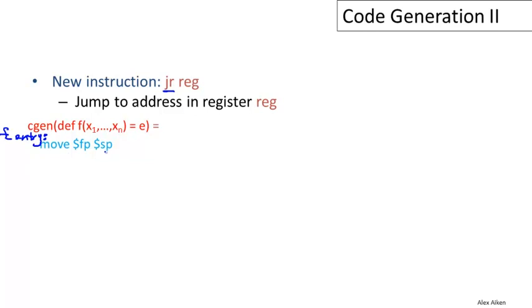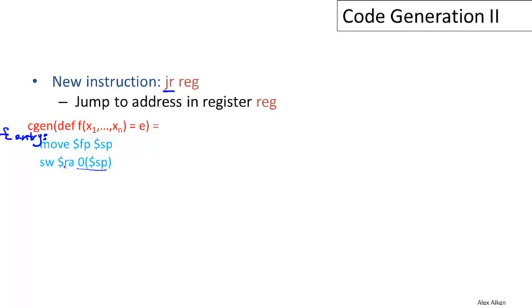And then the very first thing we do is we set up the frame pointer. So we copy the current value of the stack pointer into the frame pointer. That points to the end of the frame for the callee, for the new function that's being executed. We also save the return address at the current position on the stack.